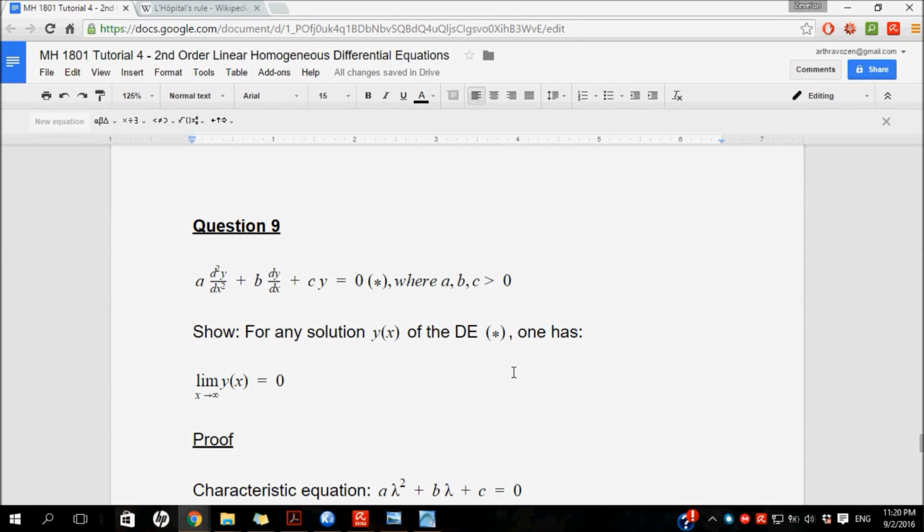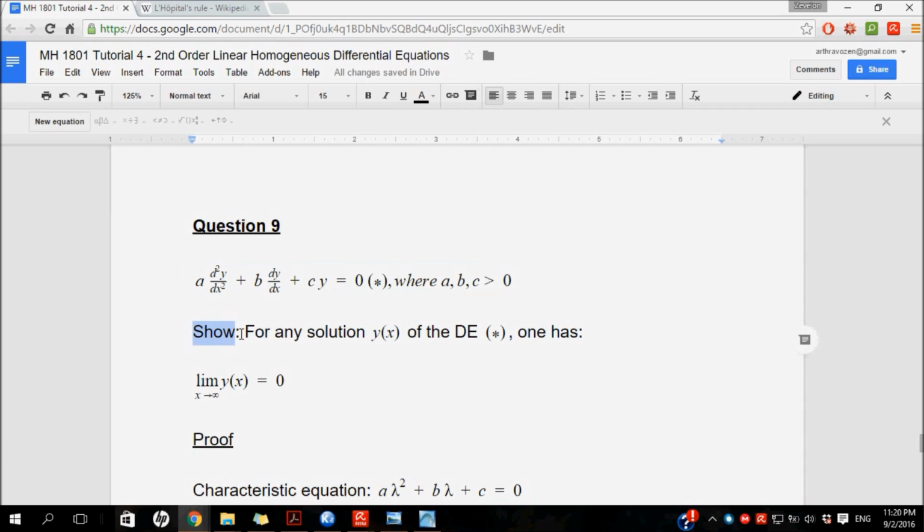Question 9 of tutorial 4. Here is our differential equation. It is linear and homogeneous of the second order. In addition, we are assuming that the coefficients a, b, and c are all positive numbers.